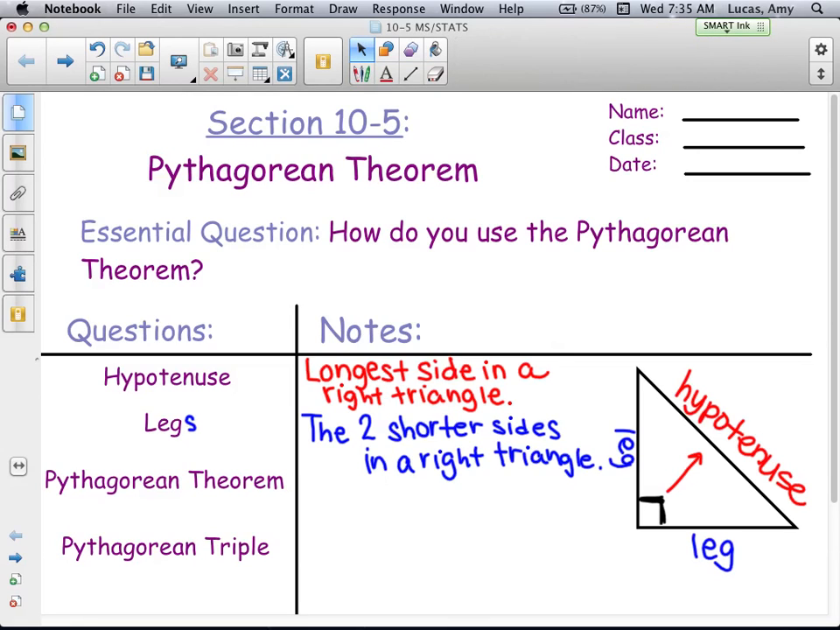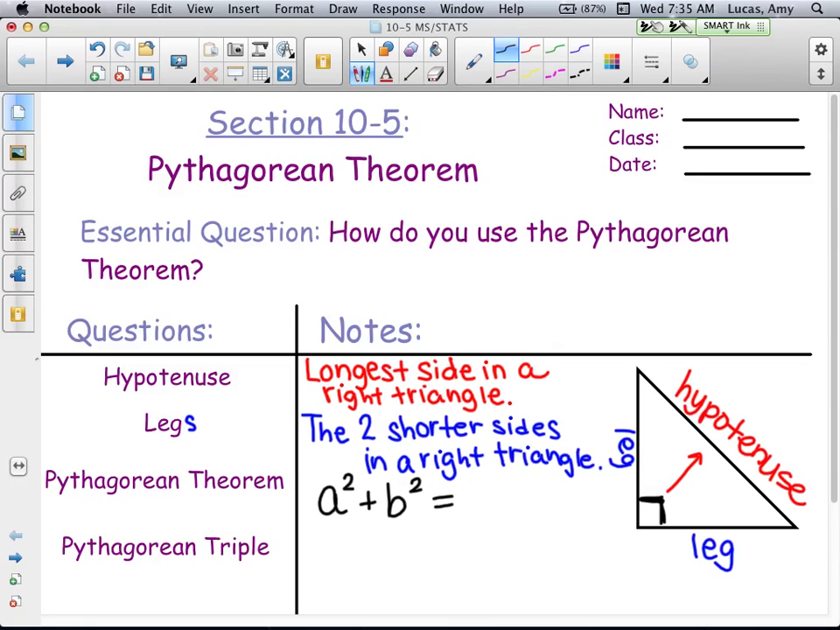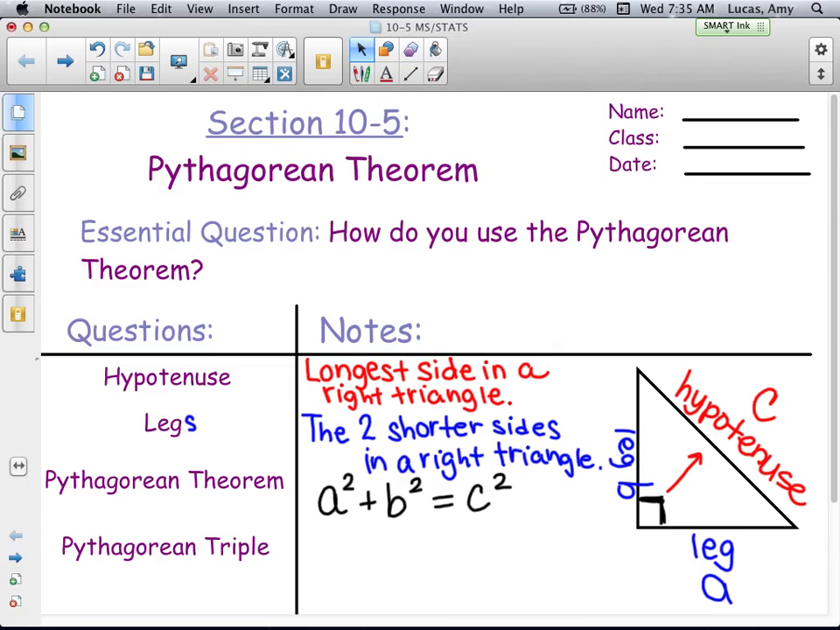The Pythagorean Theorem is the relationship between the 3 sides in a right triangle. The Pythagorean Theorem, you may have learned before, is a squared plus b squared equals c squared. And a and b have to be the legs. C has to be the hypotenuse. So A and B are the 2 legs, and C is the hypotenuse. The relationship says that if you square the 2 legs, so square leg A and square leg B, their sum has to be equal to the hypotenuse squared.